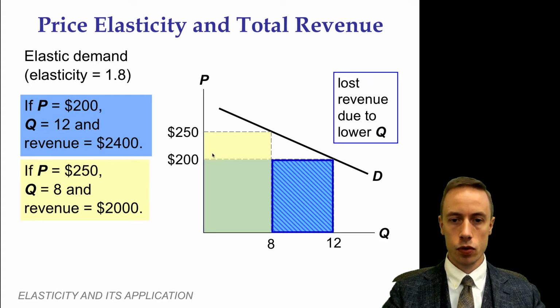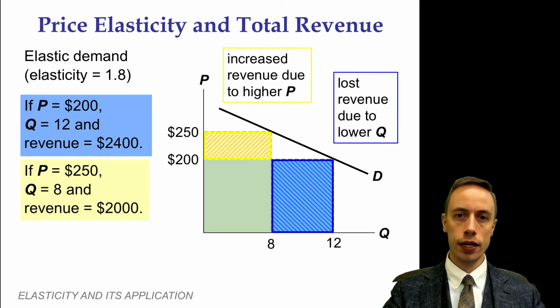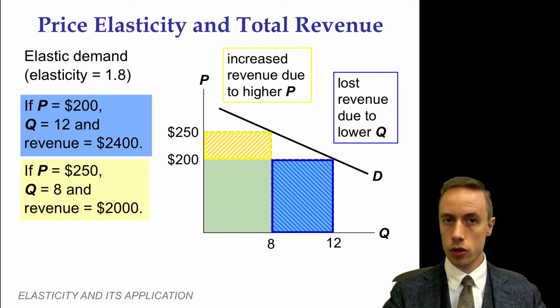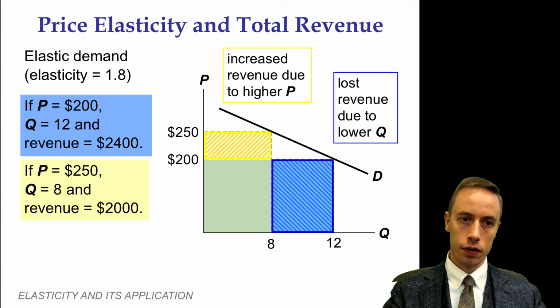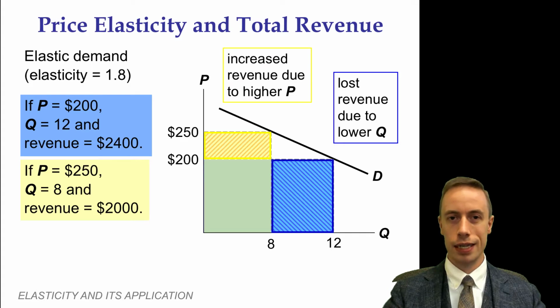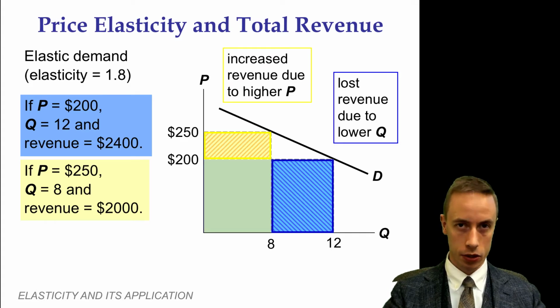But that's not the only change in your revenue. Look up here. We have a brand new area. This rectangle has a size of 8 units wide, $50 tall. And it represents the fact that when you raise price, those customers that stay with you, you now earn more revenue from them. Specifically, 8 customers are staying with you, each of whom is paying you $50 more. 8 times 50, that's $400 in additional revenue from existing customers.